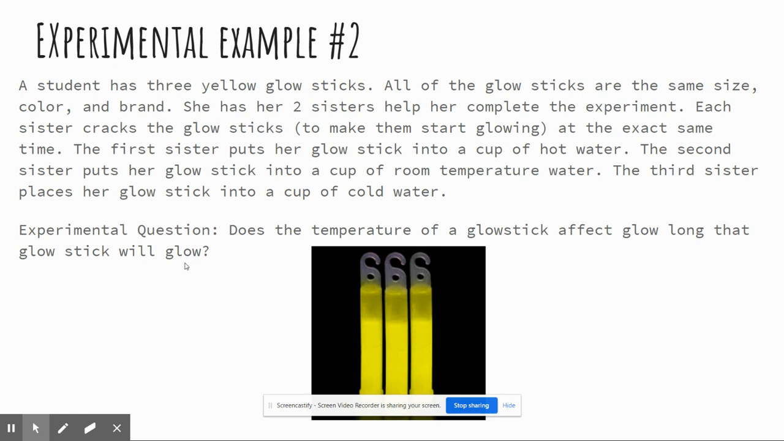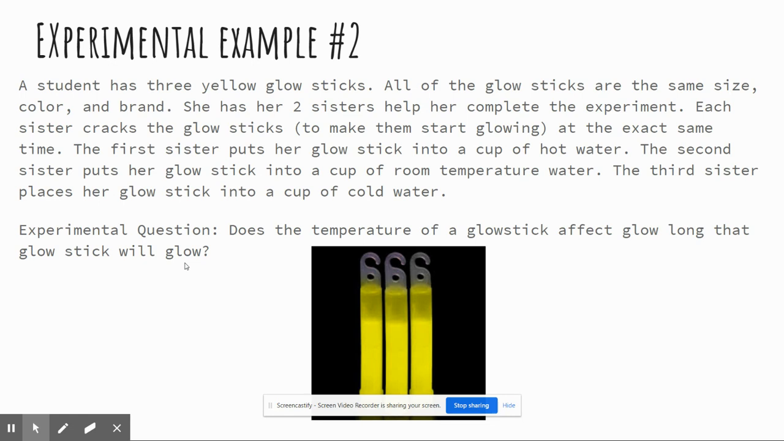The first sister puts her glow stick into a cup of hot water, so it's heating up the glow stick. The second sister puts her glow stick into a cup of room temperature water, so it's going to keep that glow stick at room temperature. And the third sister places her glow stick into a cup of cold water, so it's going to cool that glow stick down. So you have one in hot, one in room temperature, one in cold water.